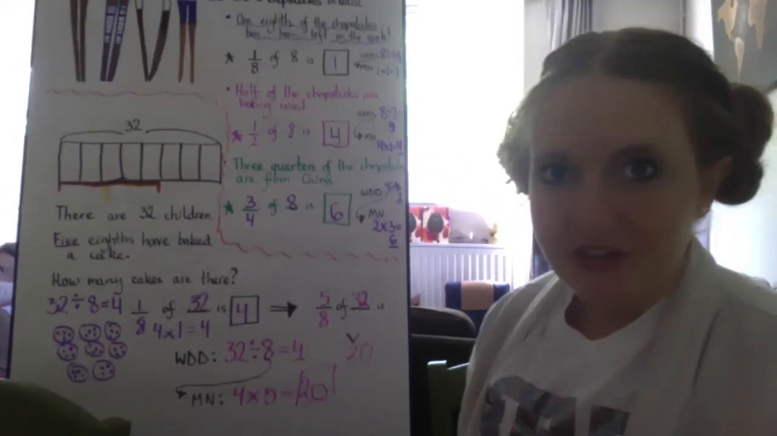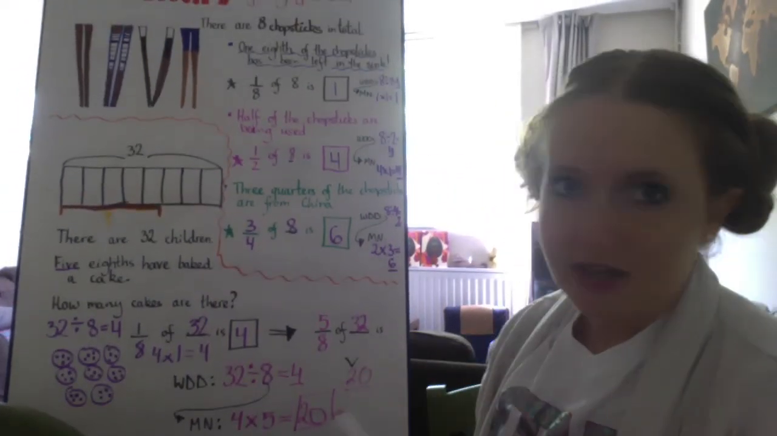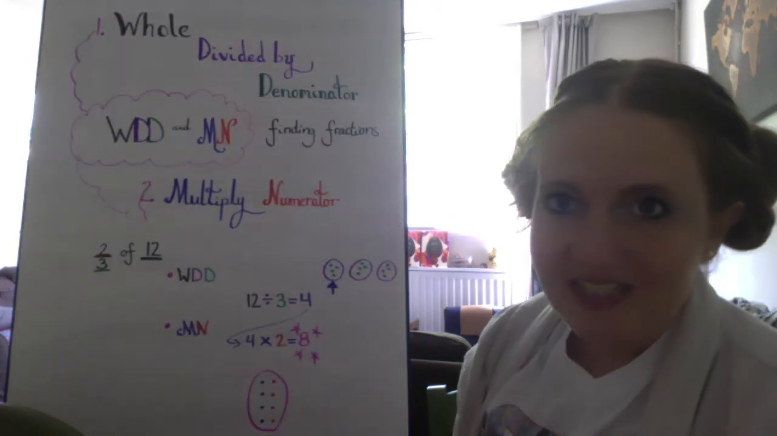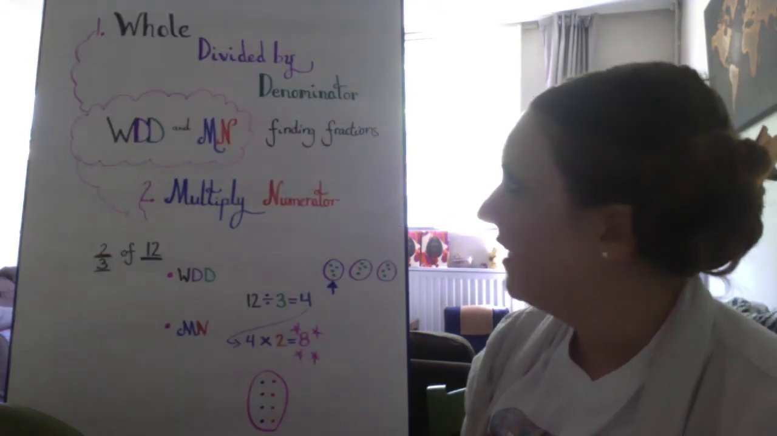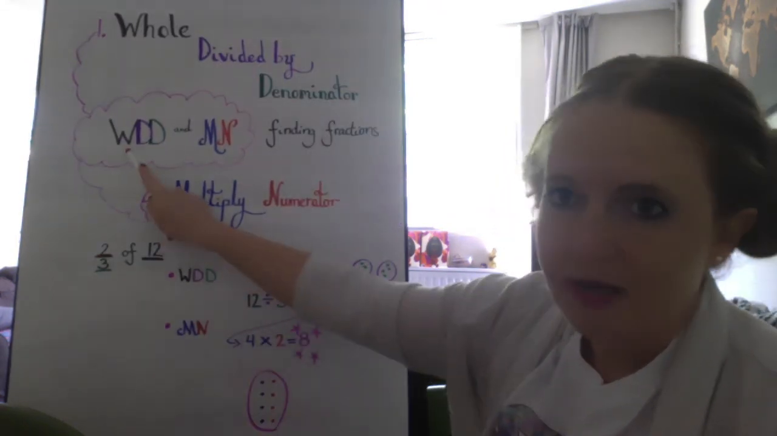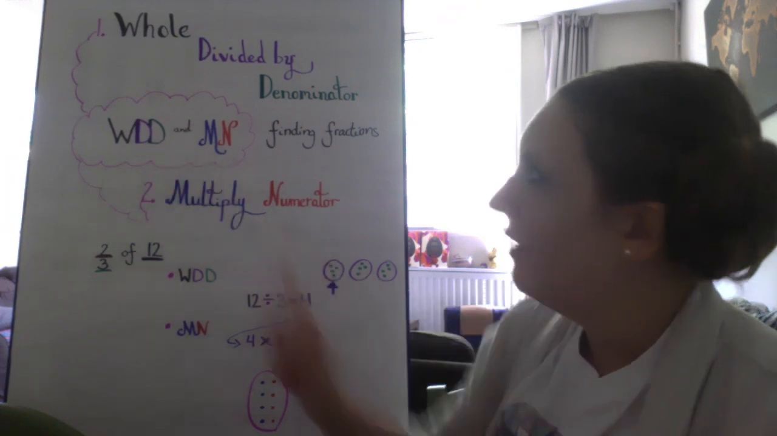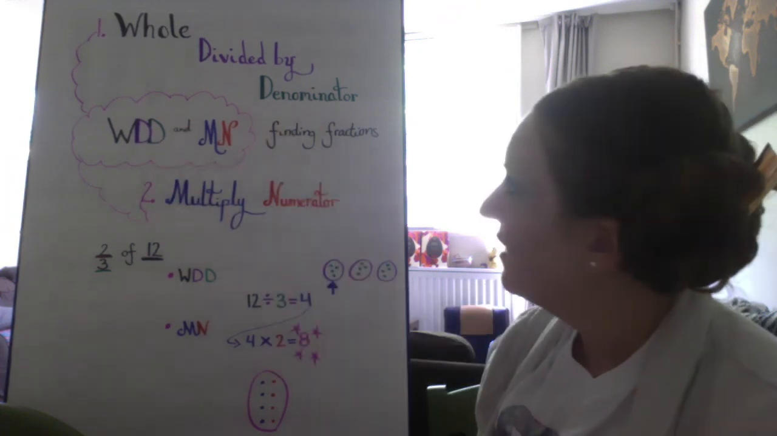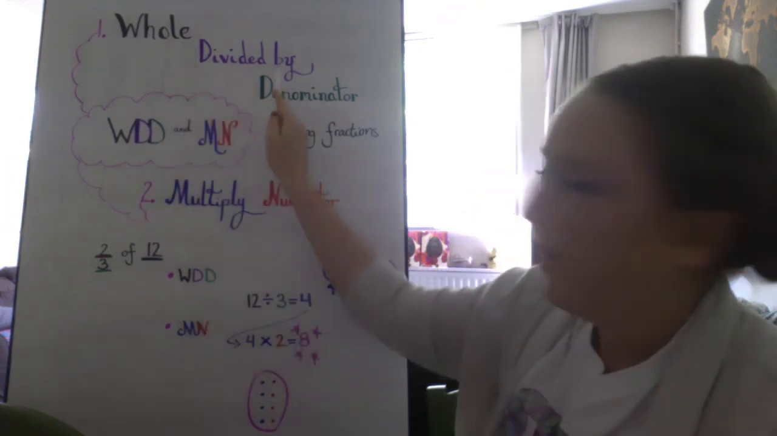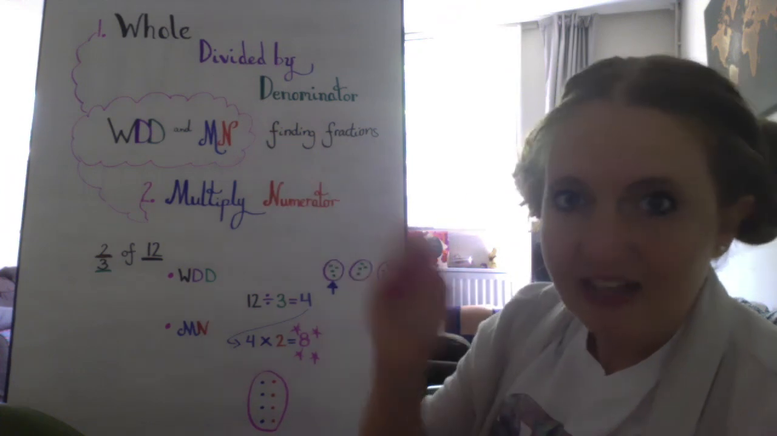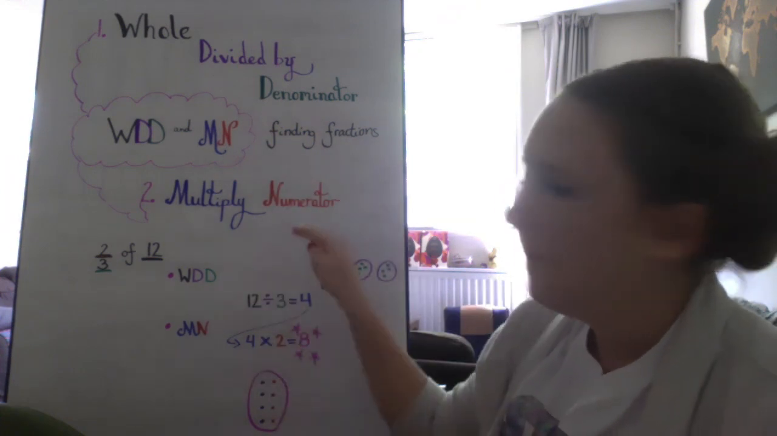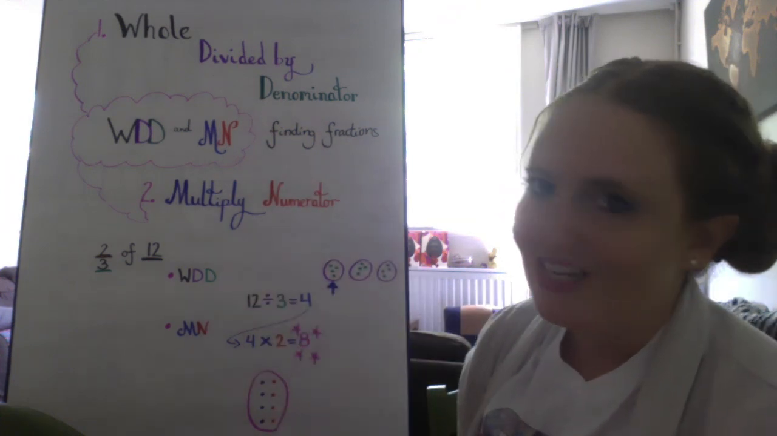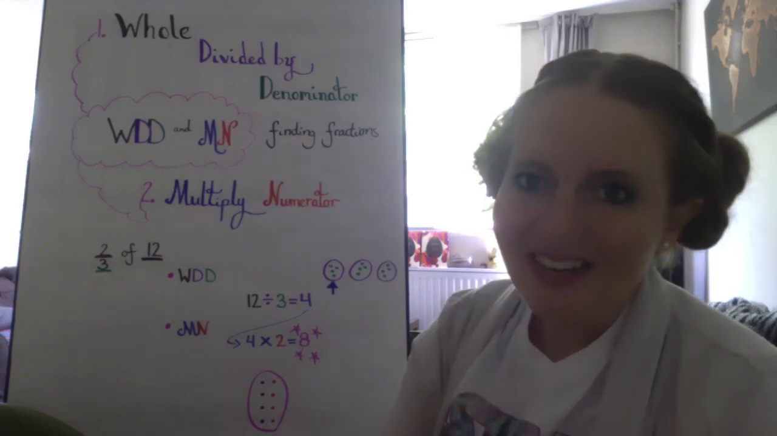Have a go at the rest of your problems. Remember your strategy. If you want to write it down on your paper, that's an excellent idea for you to remember. You can use the acronym WDD and MN if you want to write it down like this for yourself. But remember, whole divided by denominator, take that answer and then multiply it by the numerator. WDD, MN.